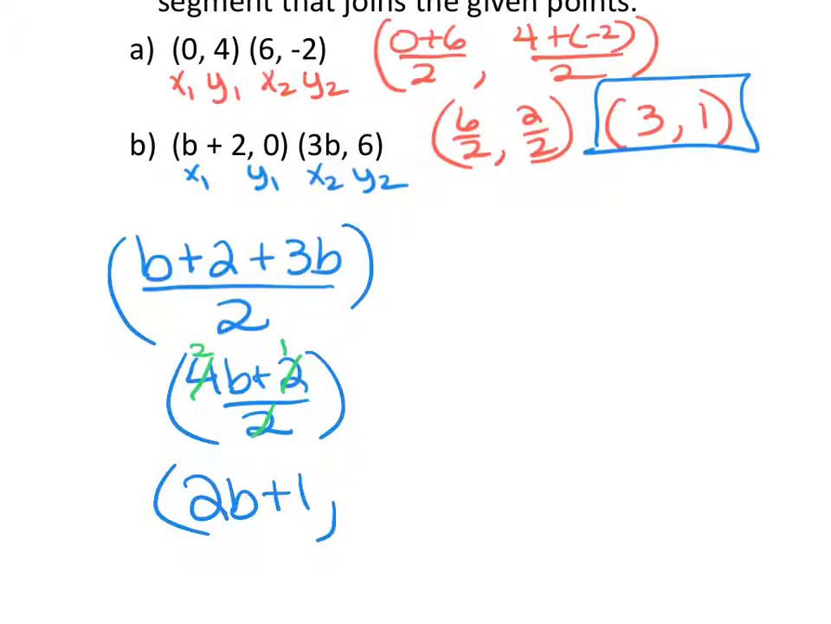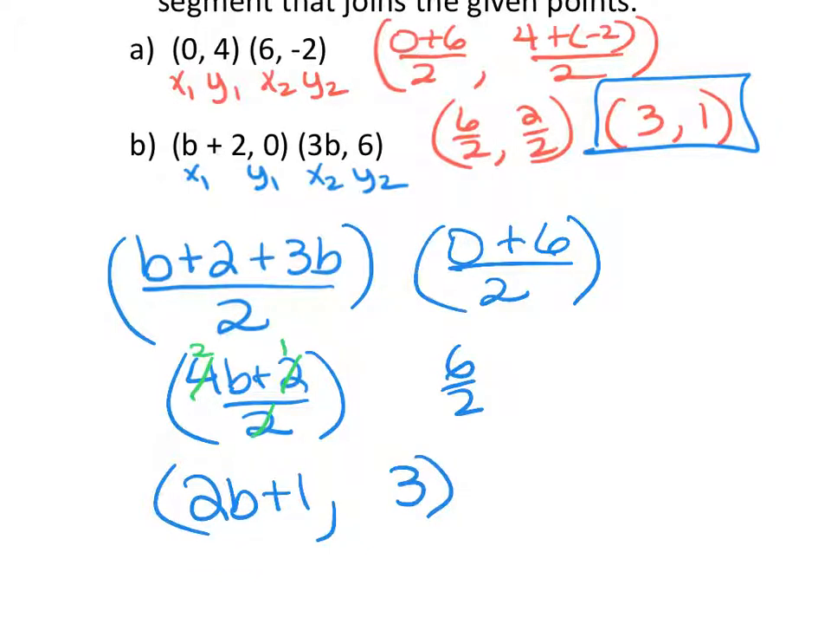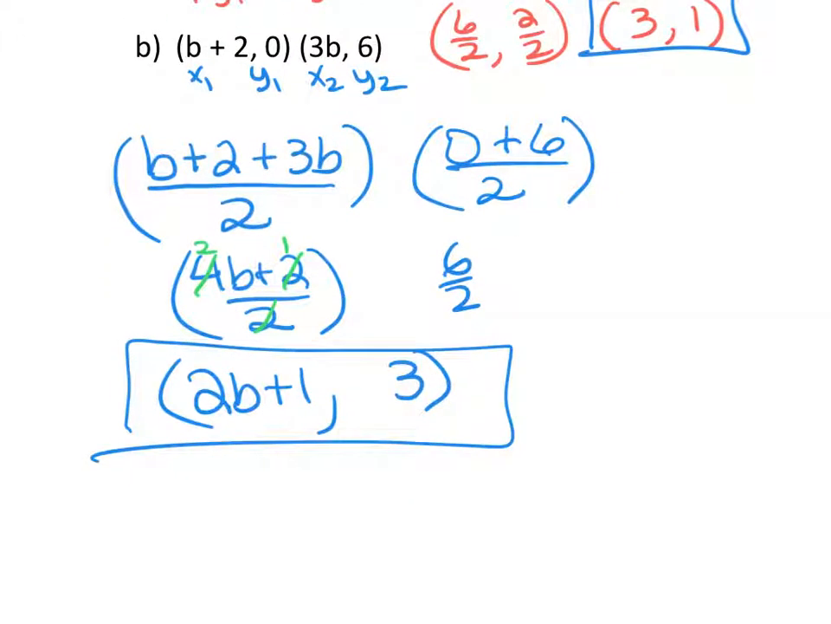Now I have to do the same thing for the y. So again, y1 plus y2 divided by 2. And then I get 6 divided by 2, and that gives me 3. So my midpoint will be 2b plus 1, comma 3. This is the coordinate of my midpoint. We could say that, again, x and y, so the little m represents the midpoint.